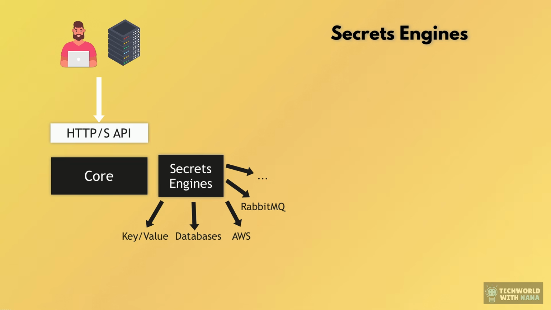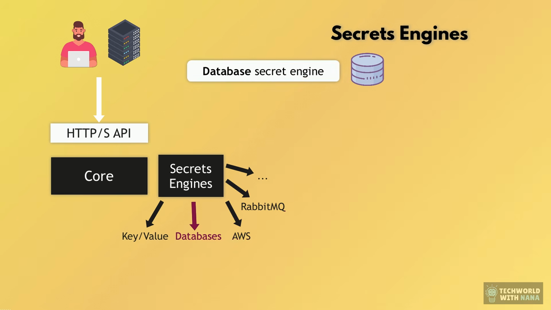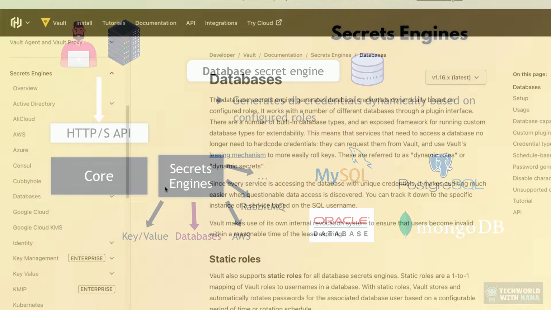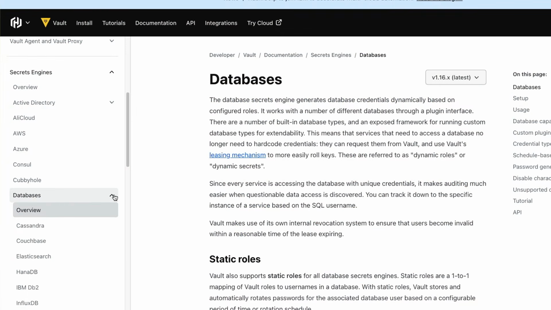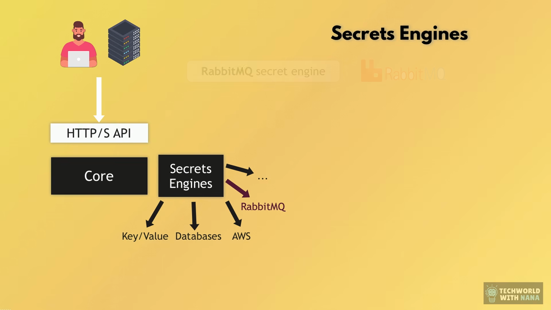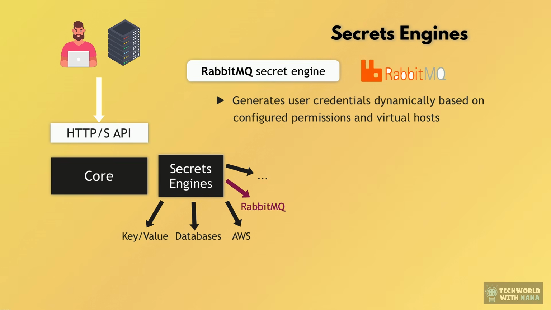Well, for those, there are other types of secret backends. For example, Vault has various database secret backends, which will dynamically manage secrets for different databases like MySQL, Oracle, Postgres, and so on. On the official documentation, you can actually see a full list of database secret backends. There is also RabbitMQ for dynamic credentials for message queues.